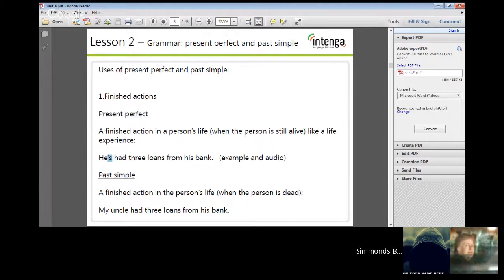Okay? What they're talking about here is, for example, something happened in the past, maybe when the person was born, maybe a year ago, depending on the context of the sentence. In this example, he's had 3 loans from his bank probably refers to his adult life, however, in his life in general. So the past action starts when he was born, for example, and it's true until now. Okay, does that make sense?